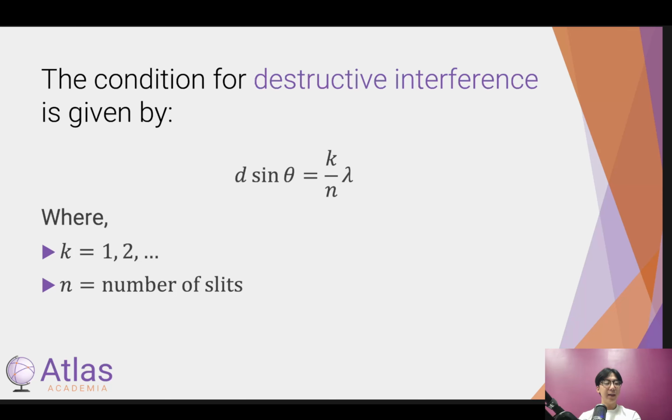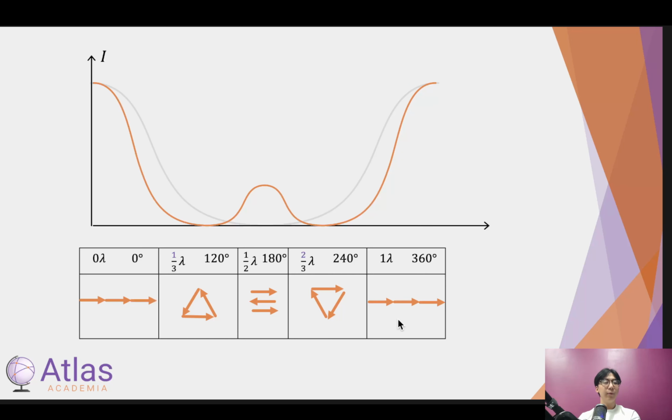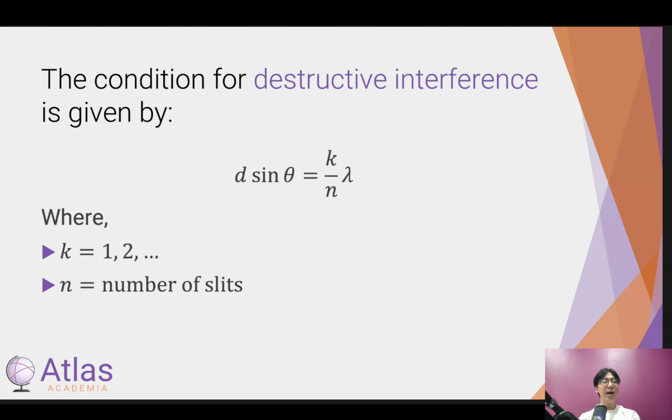But there is a caveat here, which is that if we keep going one further, so we increase the integer from 2 to 3, then we end up with 1 lambda, which is the condition for constructive interference. And so what we see is that when k on n is equal to some integer, say m, then this condition collapses into the condition for constructive interference. And so we have to make sure that, if this is purely a geometric condition for destructive interference, we place a restriction. And that restriction is that k on n isn't equal to some integer.